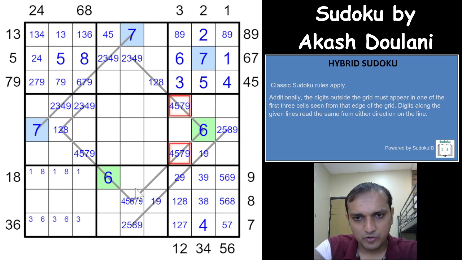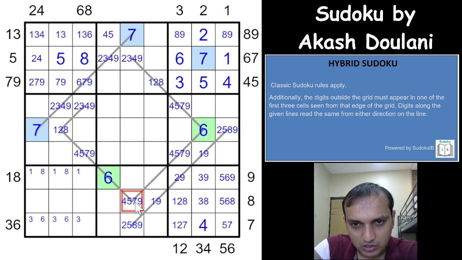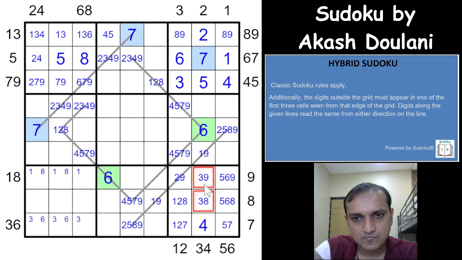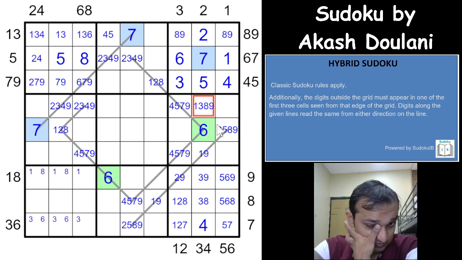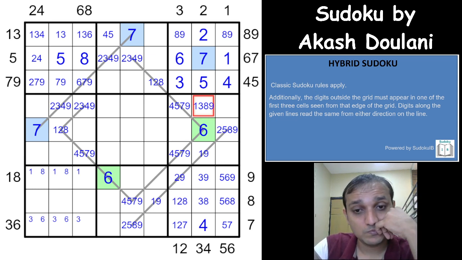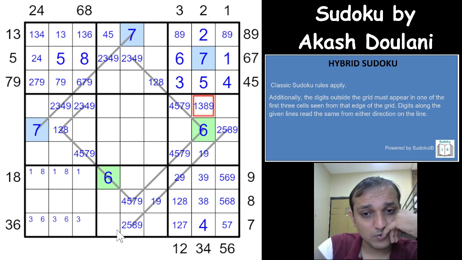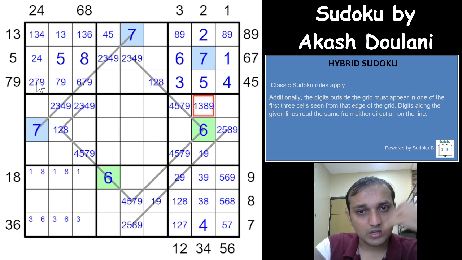So 4, 5, 7, 9, 4, 5, 7, 9. So this is not a 6. It is again 4, 5, 7, 9. 1, 3, 8, and a 9 here. Okay, so let us see what else we are missing here. Okay, this is not a 7, so you get a 2, 9 here.